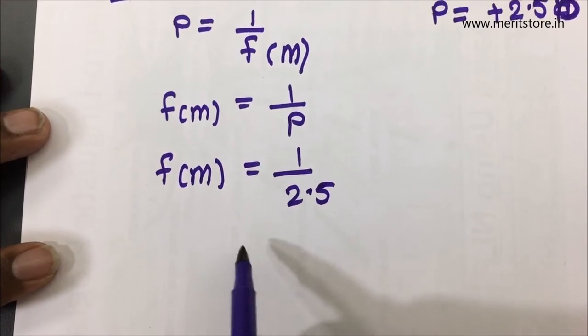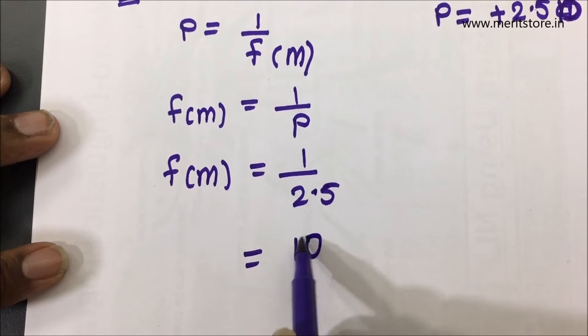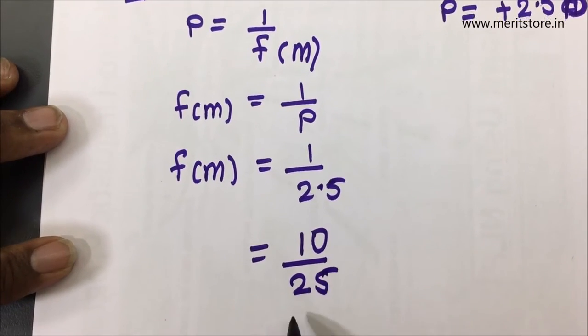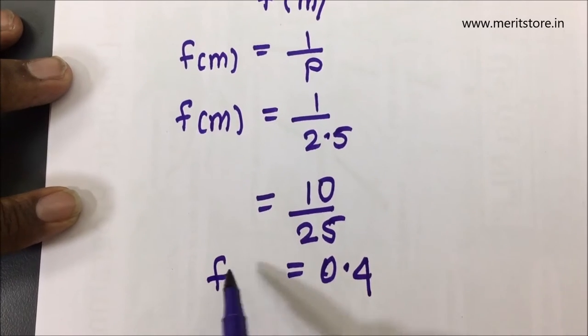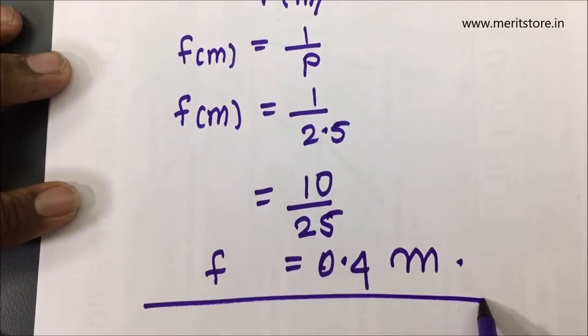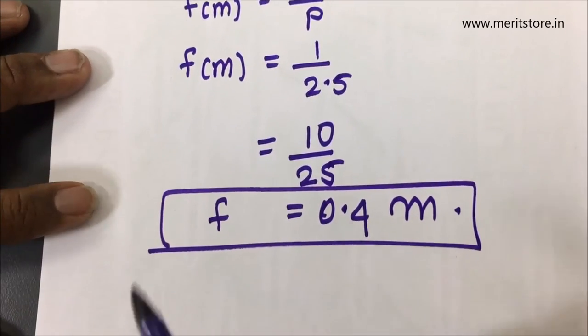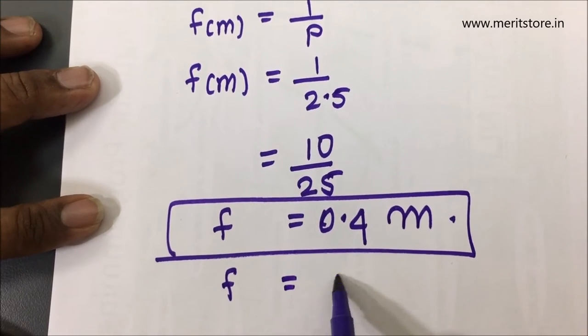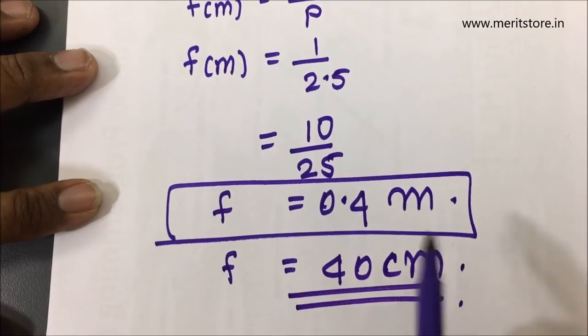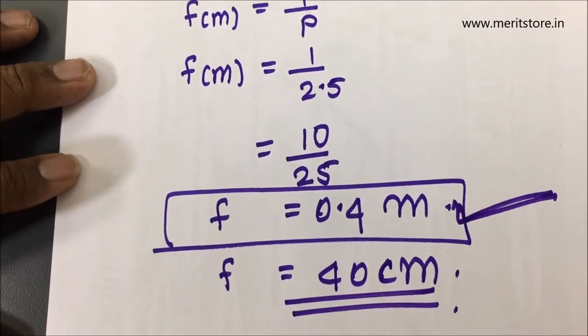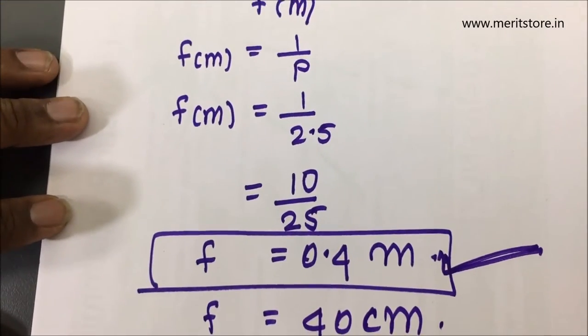So F will be equal to 1 upon 2.5. Correct? So now how much is this? Take 10 upon 25. How much is this? 0.4. So F is 0.4 meters. You are free to leave it as it is, or if you want, you can convert it into 40 centimeters. But I would suggest just leave it as it is. So that's the sum. Very simple sum, right?